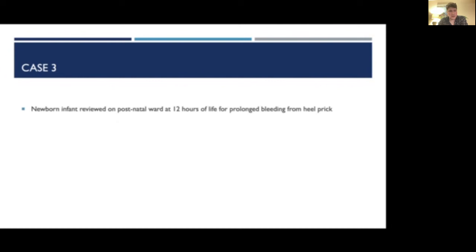So we go to case three. This one is another newborn infant, because lots of disorders of hemostasis occur quite early in life. It's unusual to get someone presenting with a haemophilia or some other significant bleeding disorder at the age of 84.